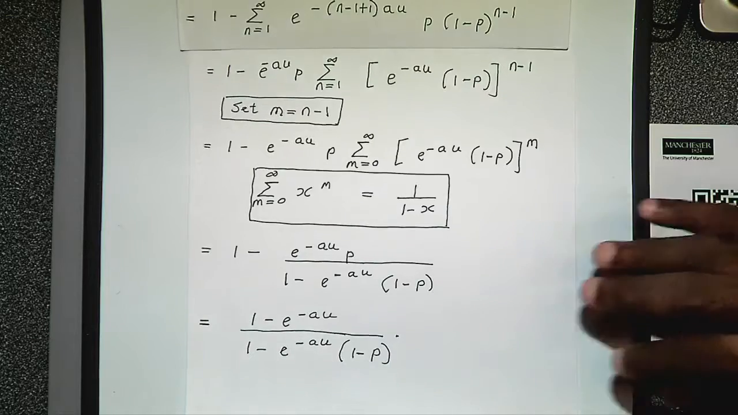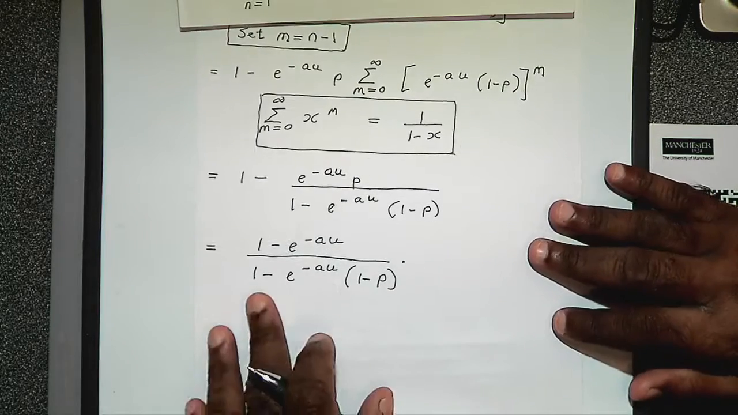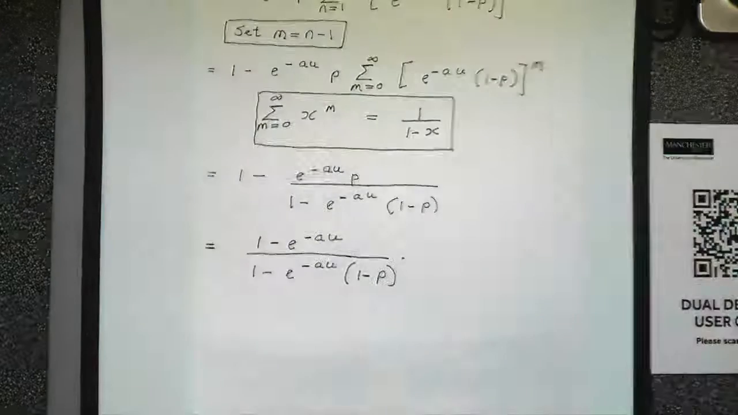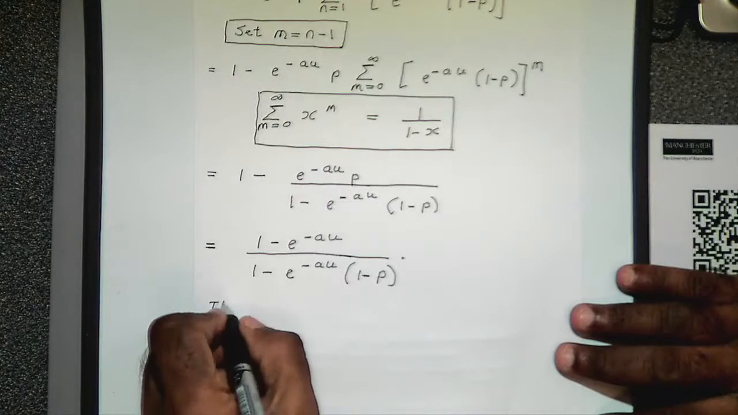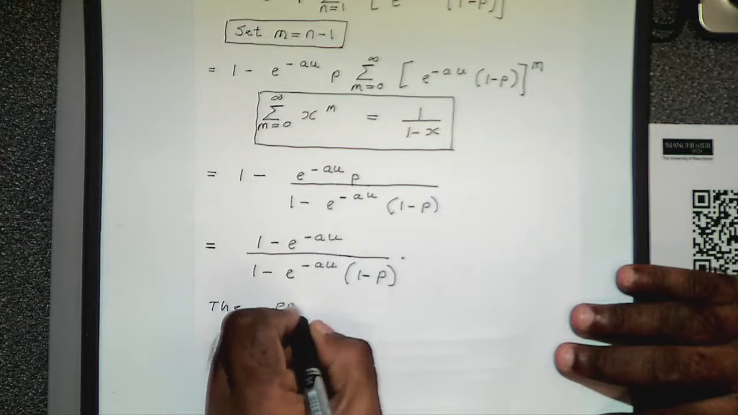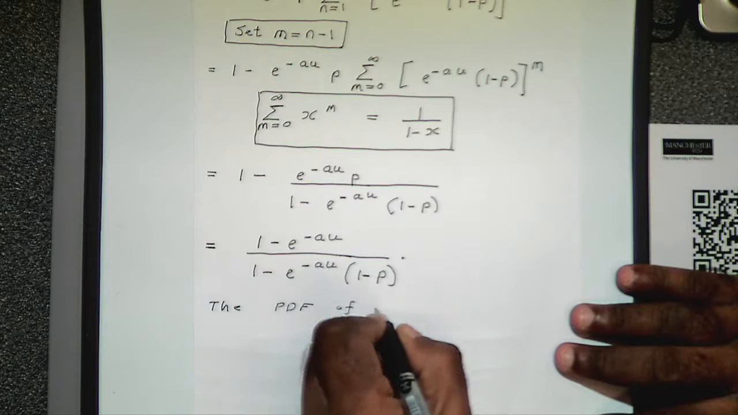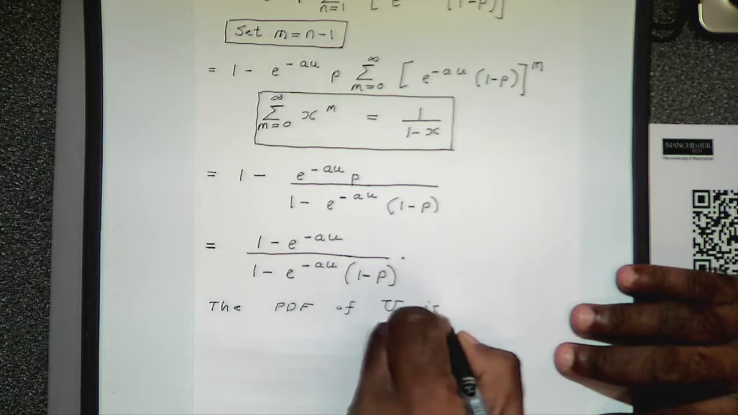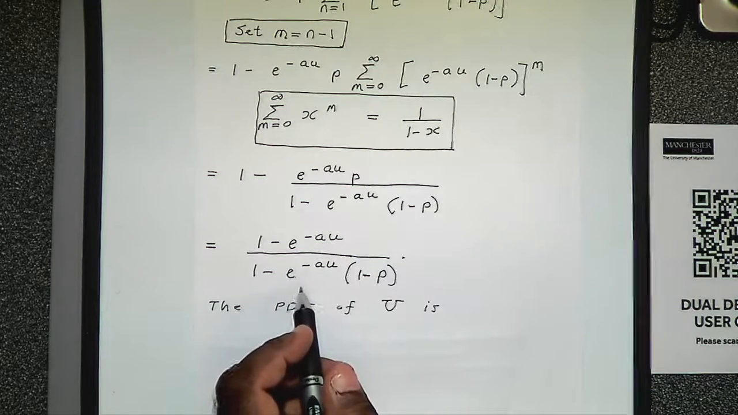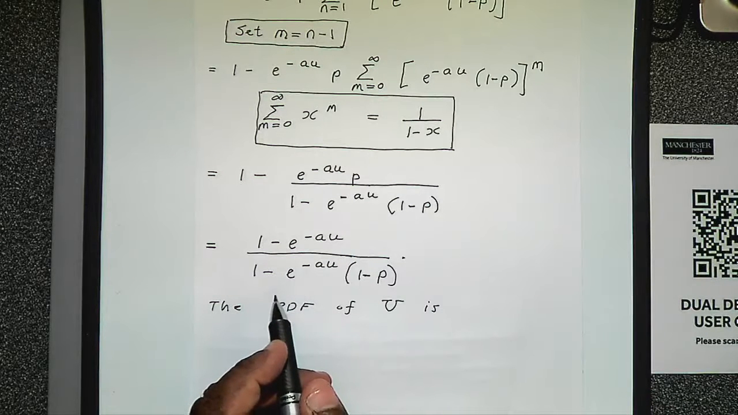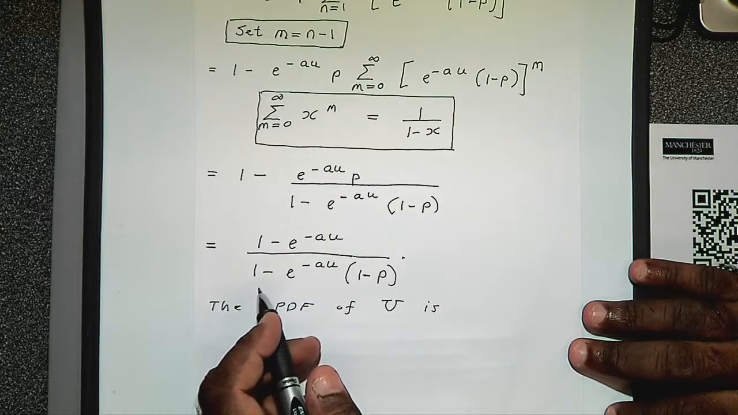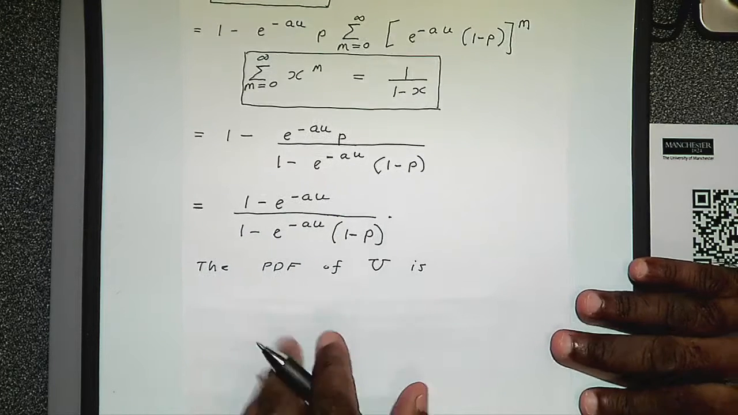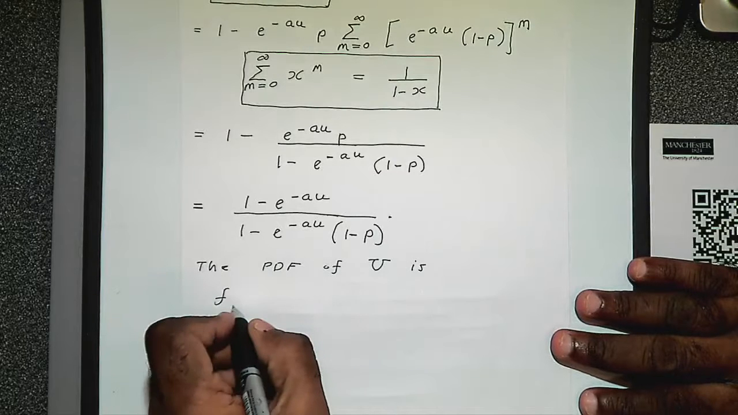All right, now to find the PDF, so let me keep it here. To find the PDF of U, you need to differentiate this with respect to U, right? So you need to use the quotient rule. I'm sure you remember the quotient rule for differentiation, right?